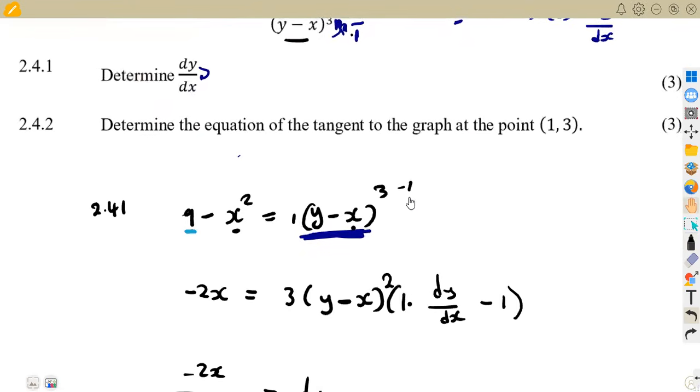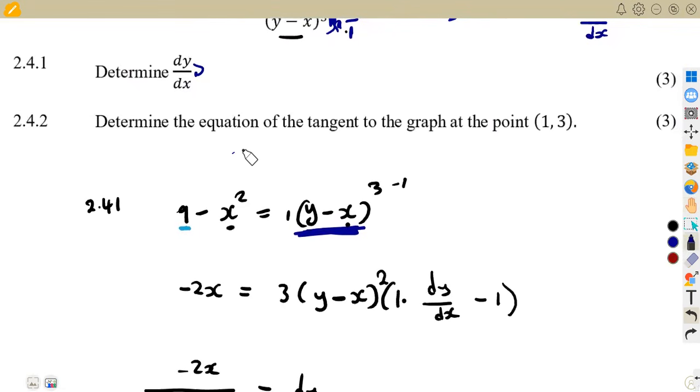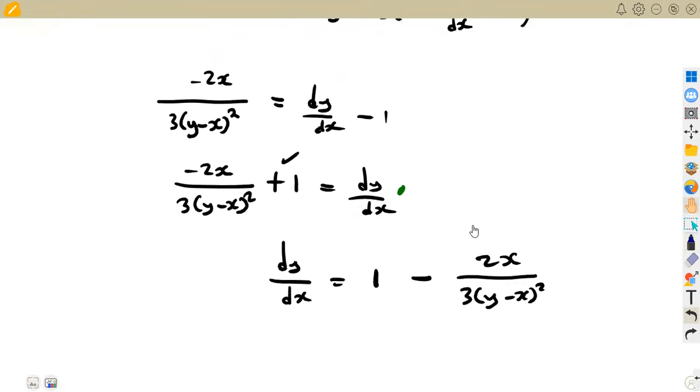The answers will be just a little bit different, but representing the same thing. I shall talk about that one later on. 2.42, determine the equation of the tangent. Take note, we are talking about the tangent to the graph at the point (1, 3). What is the idea of a tangent to the graph?